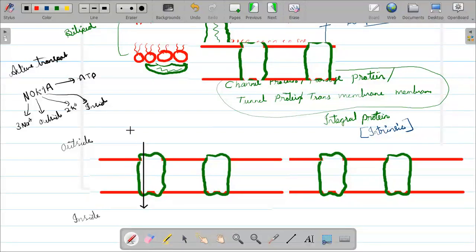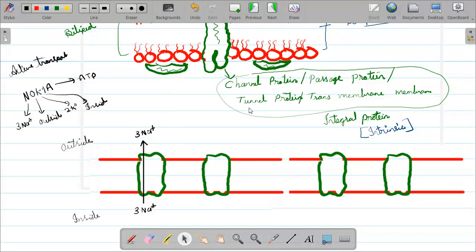What happens here? We have three Na plus molecules. The three Na plus molecules have to go outside. They cannot go through the lipid layer. They can go only through the channel protein or the integral protein which I discussed with you. Only with the help of these proteins they can move. Otherwise they cannot move. You got it?